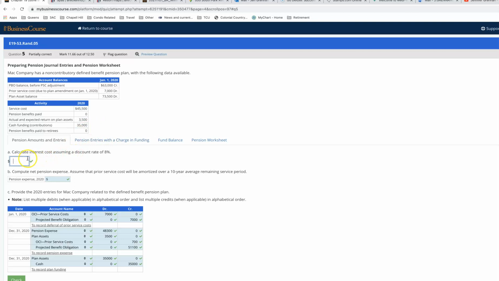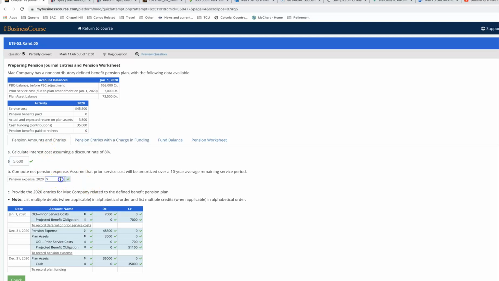So let's start by just calculating our interest costs. Now, remember, it's normally the PBO balance times the discount rate. So normally you would think, well, it's $63,000 times 8%. However, we've got to adjust for those prior service cost amendments because that's very impactful. So our real balance will be $70,000. So I'm going to do $70,000 times 8%. When I do that, I get $5,600.